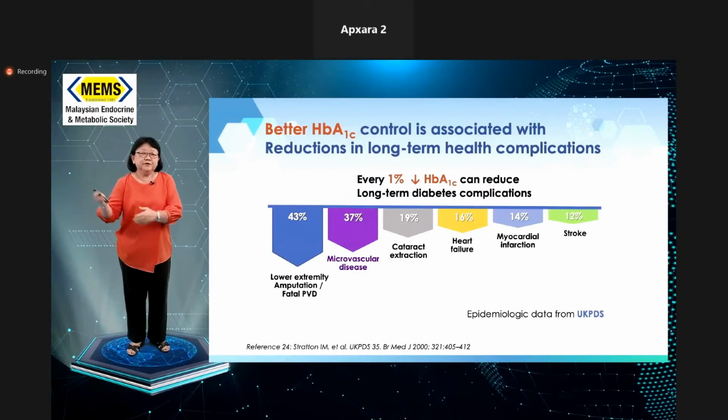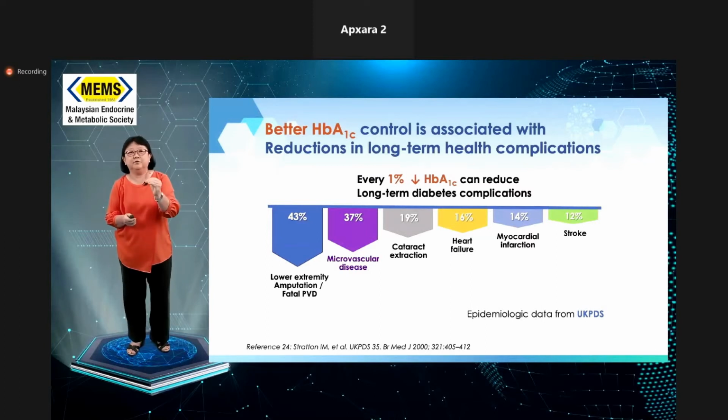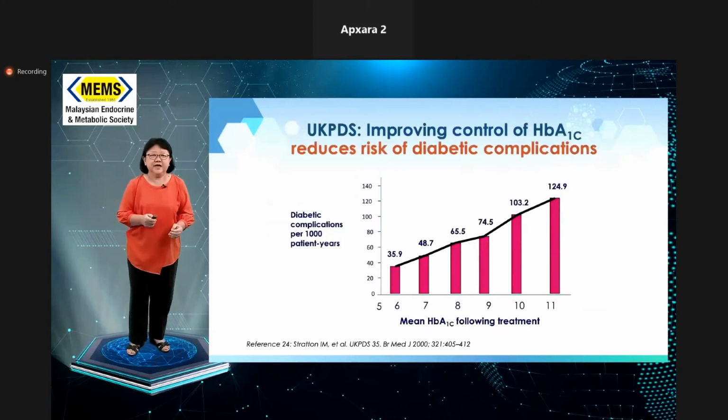And now we move to the interventions. When you intervene, and this is the famous UKPDS, with improved A1C, you see significant reduction in all the parameters that we recognize as diabetes related. Myocardial infarction by 14%, microvascular complications by 37%. Every 1% reduction in A1C correlates with a reduction in diabetes related complications as we know it.